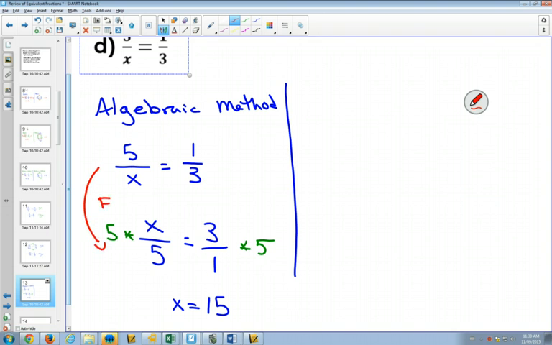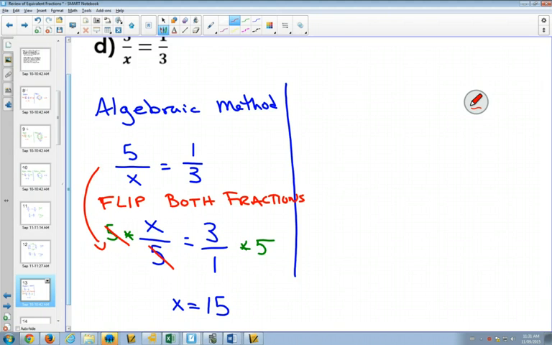And all we did, whoa, I'm spelling flip wrong, is we flipped both fractions. So if our x is on the bottom and we want to use an algebra method, we're going to have to flip both fractions. And then the ratios will still stay the same, and then we can solve. And when you multiply by 5 on both sides, these 5s cancel out, leaving us just with x, and then we can find it.